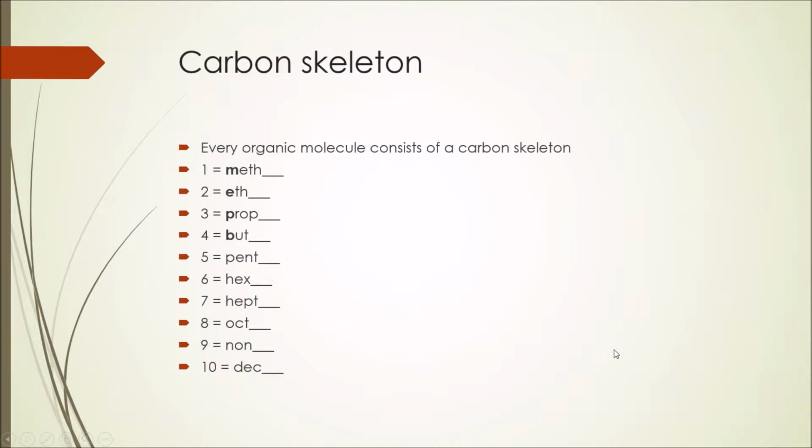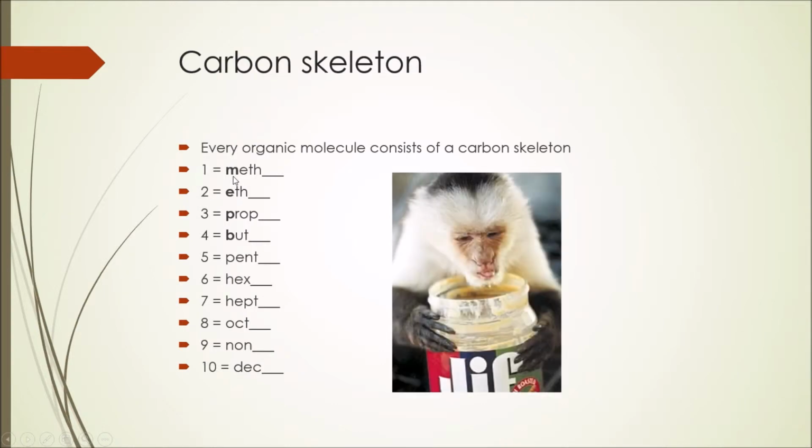But the easiest way to remember these is, once you get from 5 and above, you go to the Roman numbers, like pent obviously meaning a pentagon, 6 meaning a hexagon, and so on and so forth. But these first 4, you've got meth, eth, prop, and but. A really good mnemonic to remember these is monkeys eat peanut butter. So M, monkeys, E, eat, P, peanut, B, butter. Once you remember these, everything will be a breeze. So just remember, monkeys eat peanut butter.